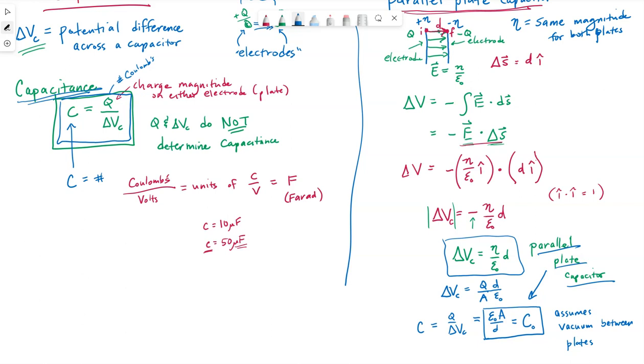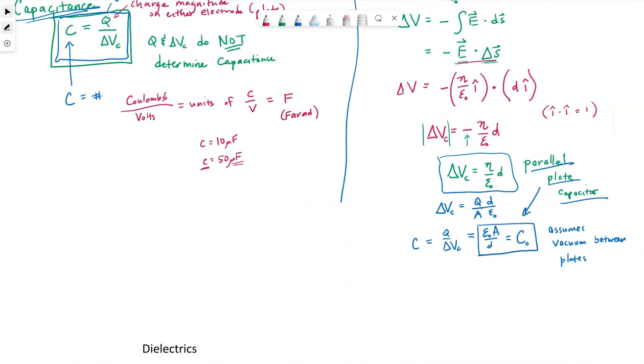The capacitance is determined by physically how the capacitor is constructed. Here it depends upon the cross-sectional area of these plates that face each other, that are parallel to each other, and it depends on the distance between those plates. Okay, it is common to have a material between the plates.